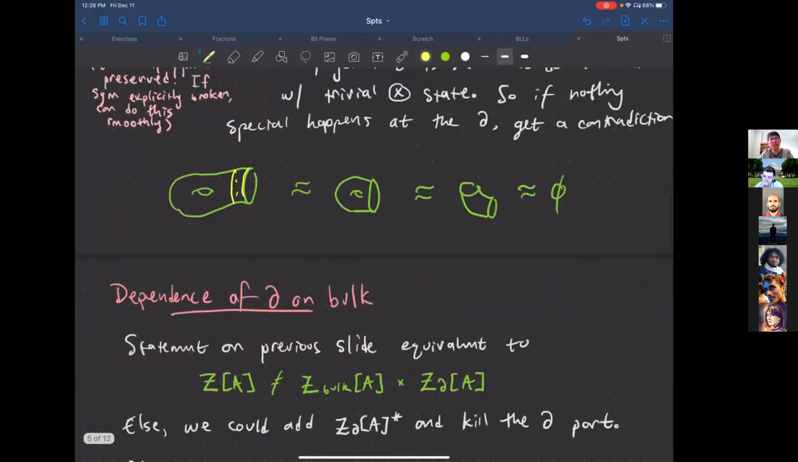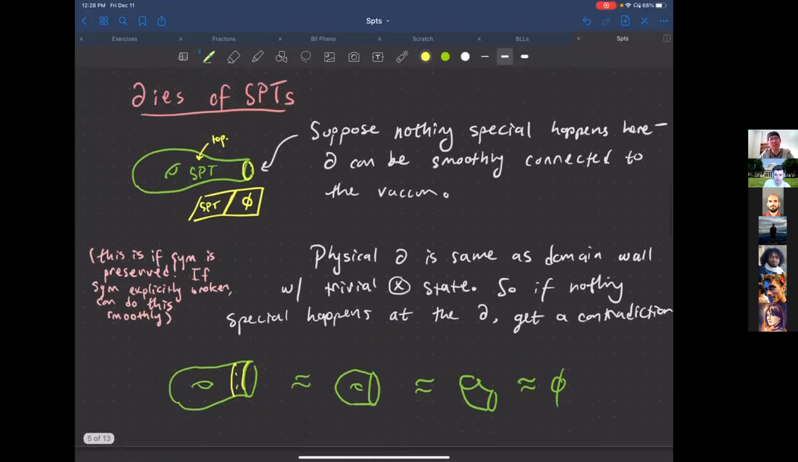But this is not a rigorous proof, right? What you just said. No. It's just like a qualitative explanation.